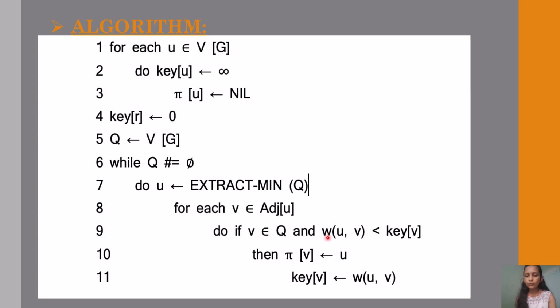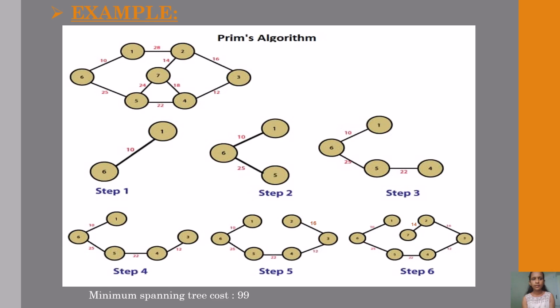And if the weight of the edge between U and V is less than the key value of V, which means the selected edge has a lesser weight than the remaining vertices which are also adjacent to U, then U is made the parent of V, and the key value of V is updated with the weight of the edge between U and V.